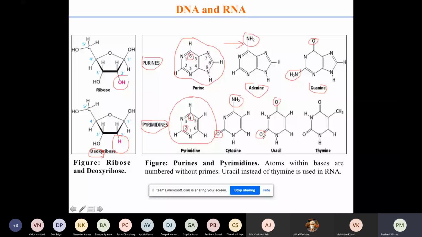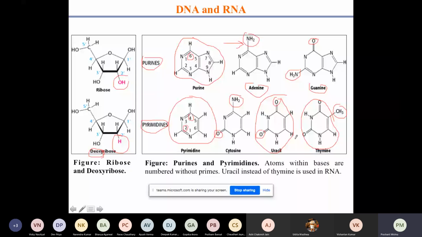Now coming to thymine. Thymine has the same structure as uracil. So this is one structure and this is the other structure. I'm just leaving out one part of the structure. This structure and this structure are the same, except that at the fifth position one methyl group has been attached. So in the case of thymine, the structure is 5-methyl 2,4-dioxopyrimidine.